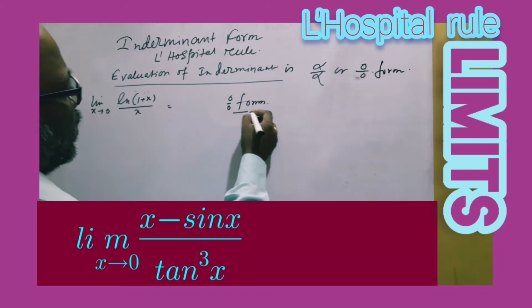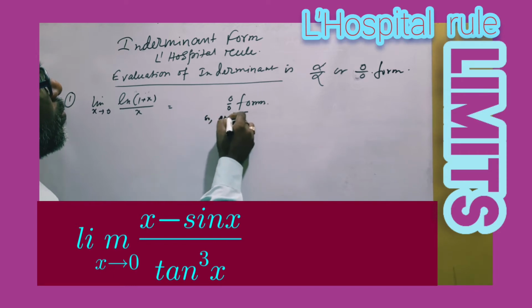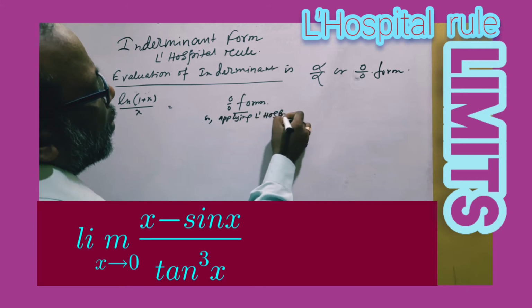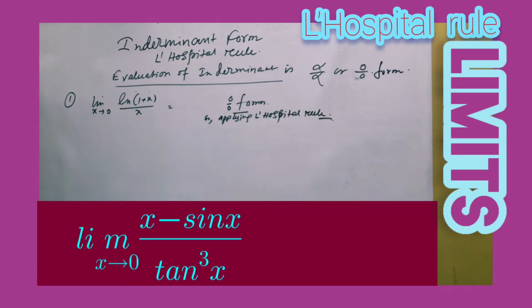So we apply the L'Hospital rule. What is the L'Hospital rule? The rule is differentiation of numerator and differentiation of denominator. Differentiation of the numerator is 1 by 1 plus x, and differentiation of x is 1. If we put 0, then we get 1.